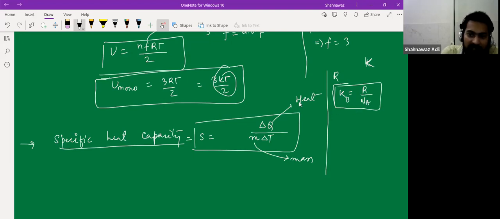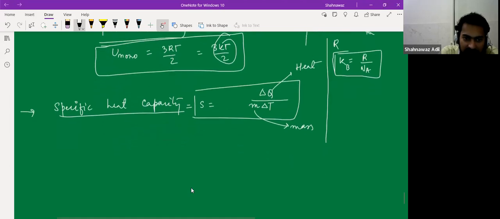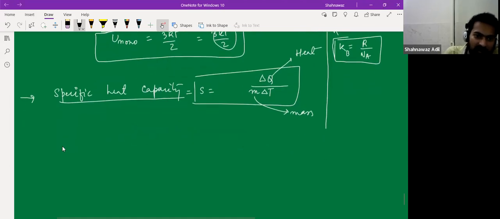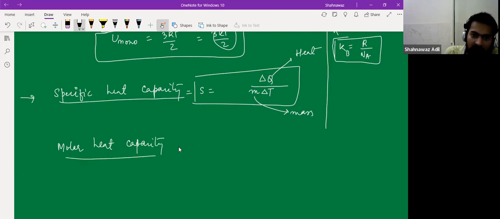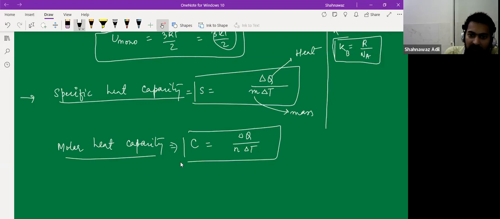Then you have the molar heat capacity. So molar heat capacity is defined like, in here you had per mass, per kg. For molar heat capacity, you will have what? Per mole. Right, guys? Is it okay, guys?